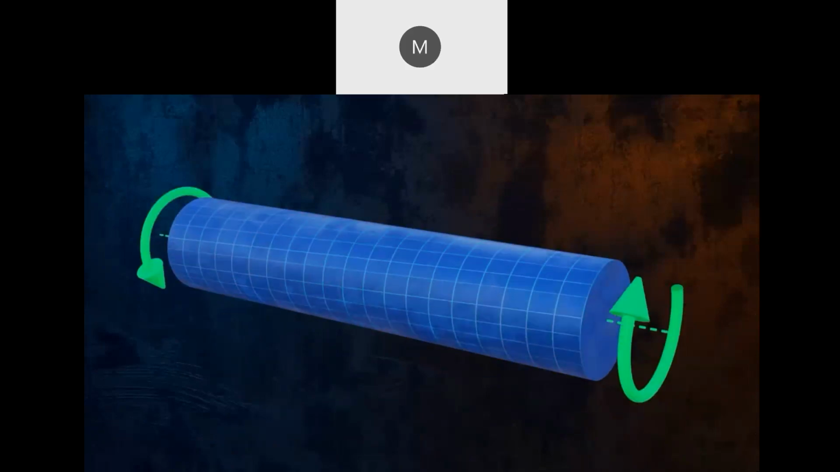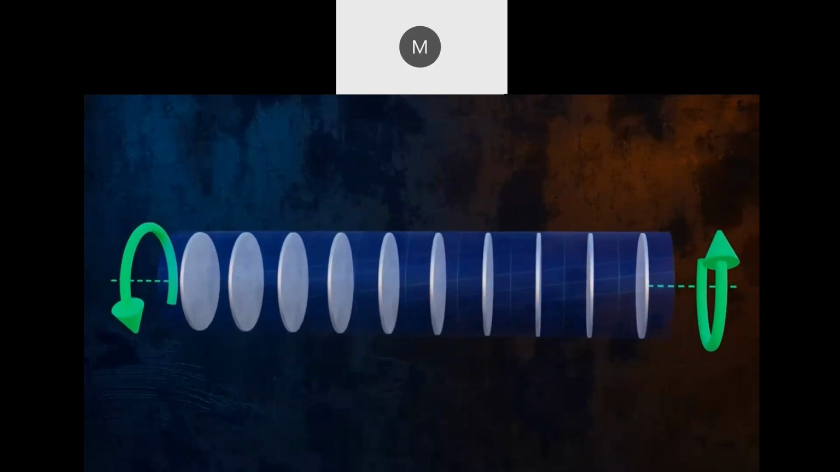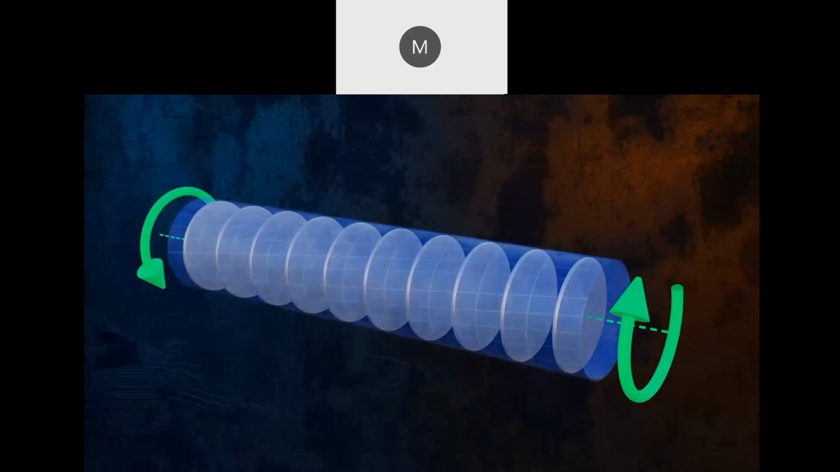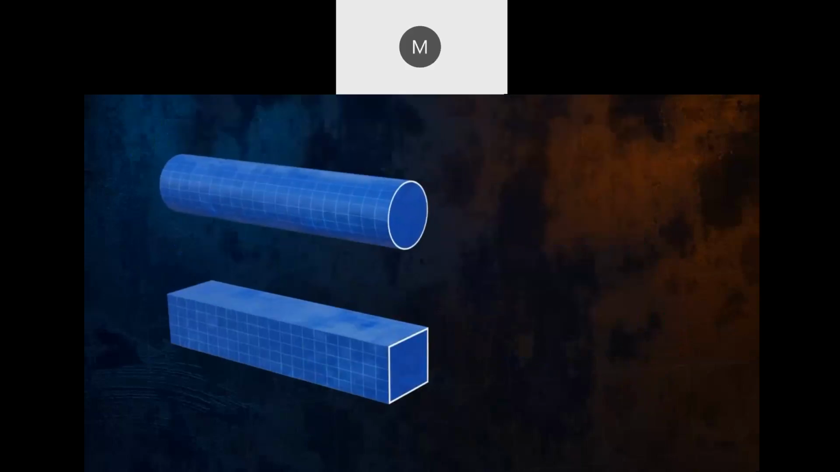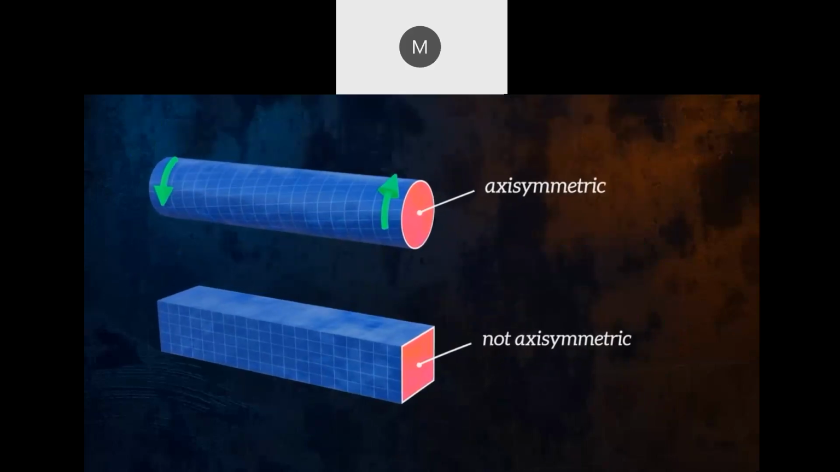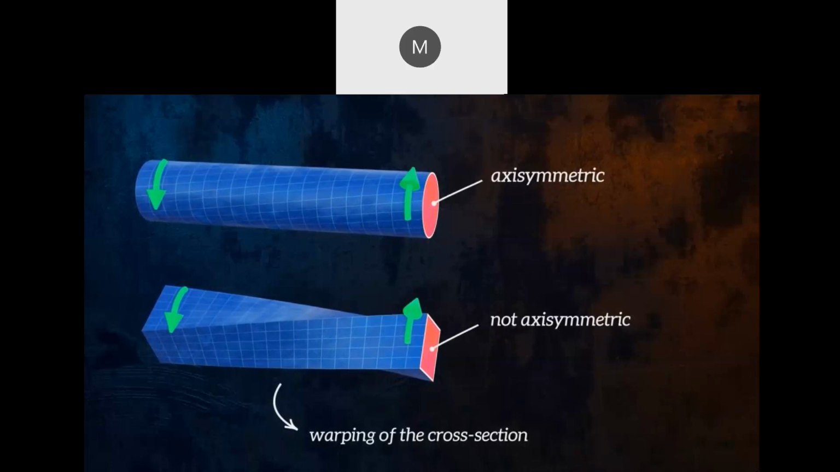Let's explore what happens when we apply torque to a circular bar. We can see that the applied torque causes the bar to deform by twisting. An interesting thing we can observe is that individual cross sections of the bar do not get distorted by the twisting. We can imagine that the bar is made up of multiple individual discs, which rotate relative to each other when the torque is applied, but do not deform. This is only true because the cross section of the bar is axis symmetric. A bar with a rectangular cross section is not axis symmetric, and so torsion results in warping of the bar cross sections. This warping is complex, so in this video, we will keep things simple and only consider torsion as it relates to circular bars.